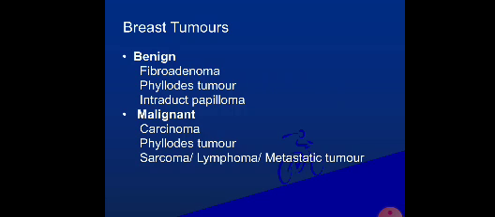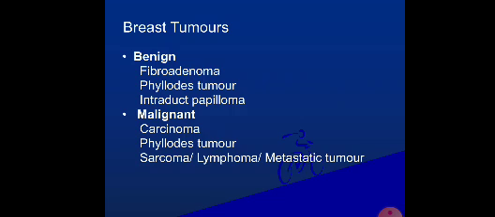Breast tumors are divided into two categories: benign tumors and malignant lesions. In the benign category, most common is fibroadenoma. So we'll discuss the fibroadenoma in detail. Second is phyllodes tumors, and third is intraductal papilloma. We already discussed the intraductal papilloma.